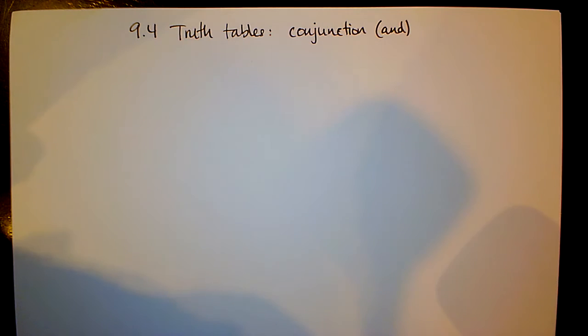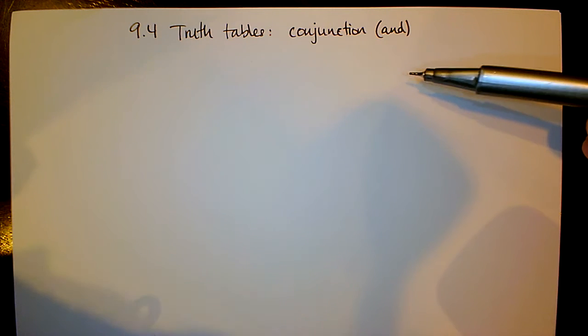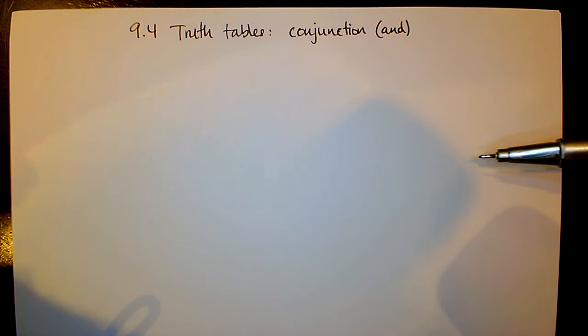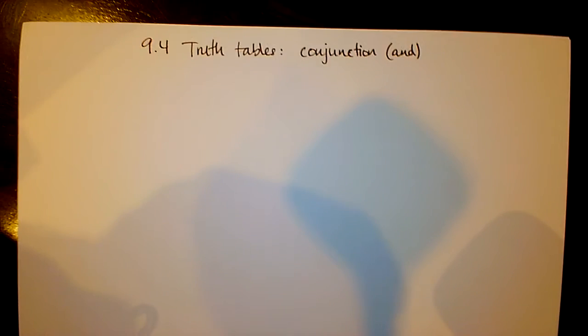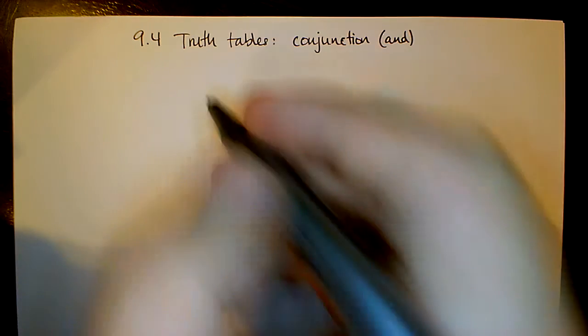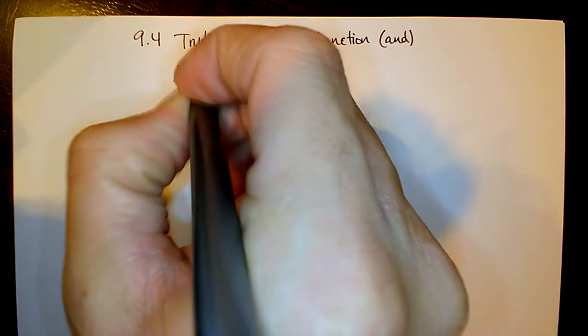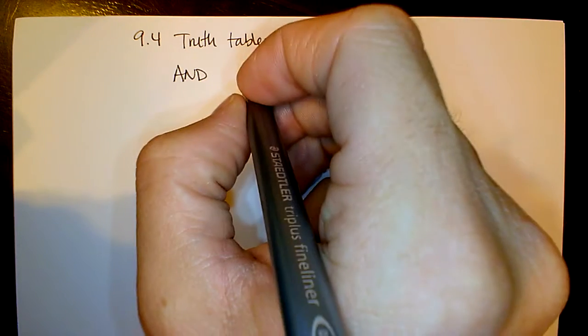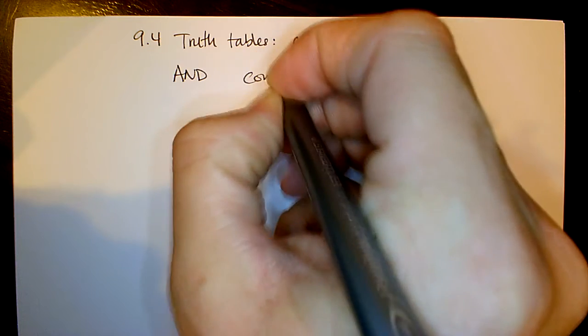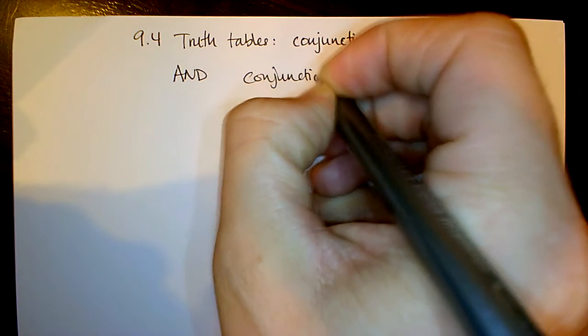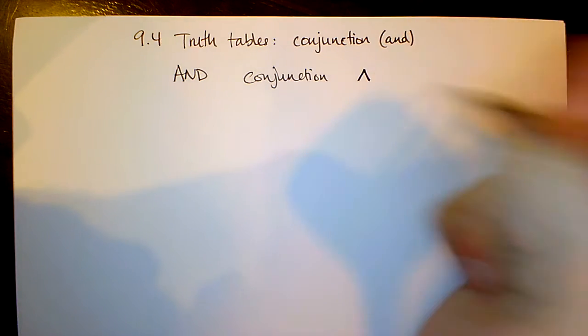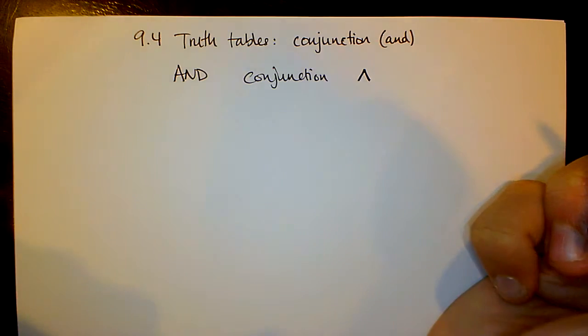Okay, so this is IB Math Studies, and we're doing logic, and we're now going to look at truth tables for conjunction, which is one of the connectives that is used in compound statements. So the conjunction is when we have the word "and". We call it conjunction, and the symbol is this upside down V in a sense.